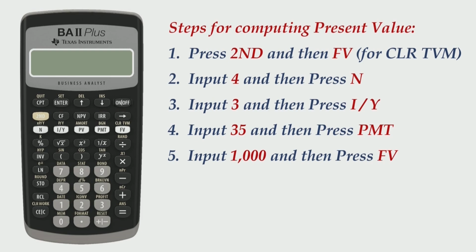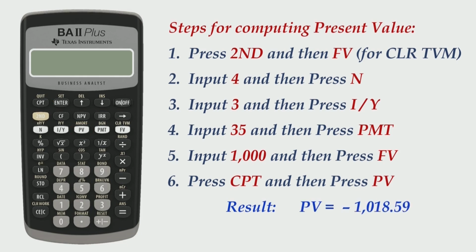And input 1000 and then press FV. This is for the par value receivable on maturity. Then press CPT and then press PV, for computing the present value, and the result you obtain is PV equals negative 1018.59. Alright friends, once you have completed this whole thing, let me take you ahead and explain something important over here.